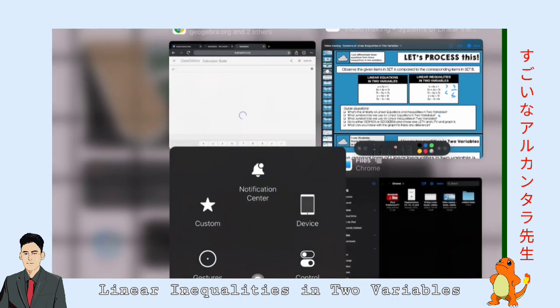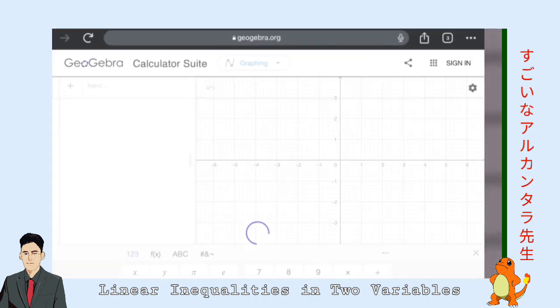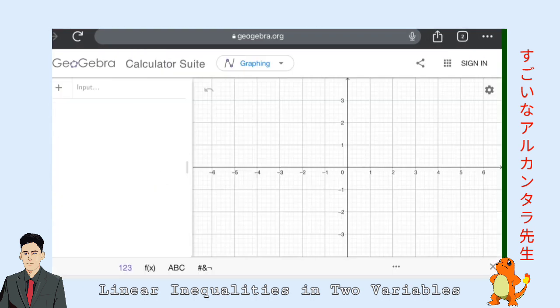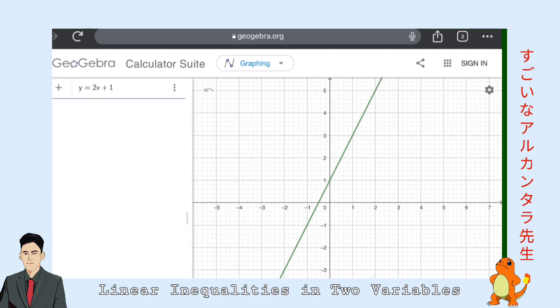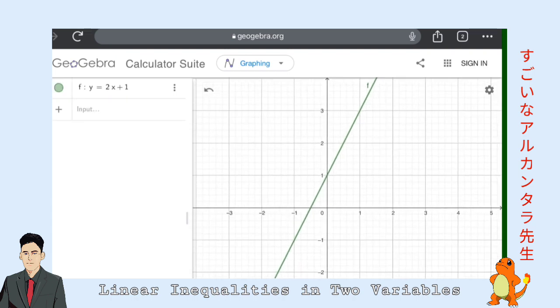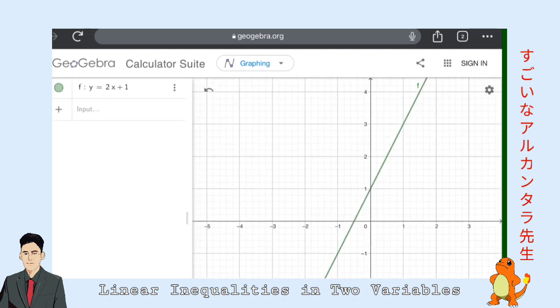So I'll make use of y is equal to 2x plus 1 as our example. Okay, so I'll try to type in y is equal to 2x plus 1. What you can notice on your screen right now is the graph of said linear equation. It simply looks like that, a solid line. So you may simply click the button right here, the dot, so that you will hide it for the meantime.